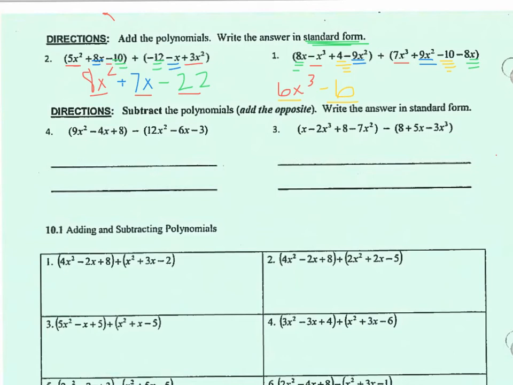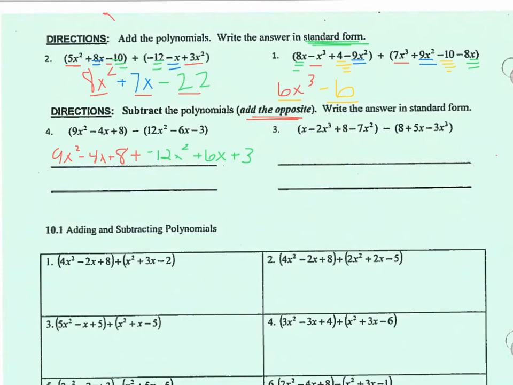When we subtract, we're going to add the opposite, just like you guys did when we were doing integers. We're going to change it to addition and add the opposite. So instead of 9x squared minus 4x plus 8 minus 12x squared minus 6x plus 3 minus 3, I'm going to change it to addition, and I'm going to make every single thing in the parentheses opposite of what it is. So this is going to become negative 12x squared, positive 6x, and positive 3. Because that's all subtraction is adding the opposite.